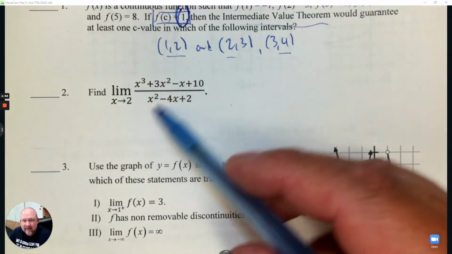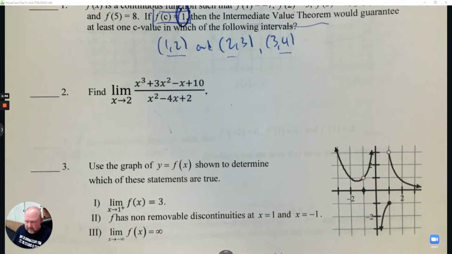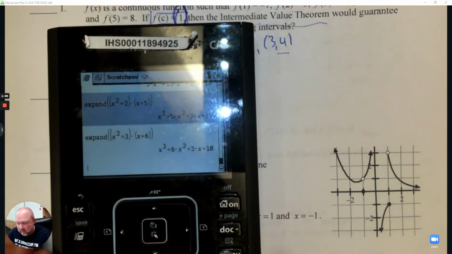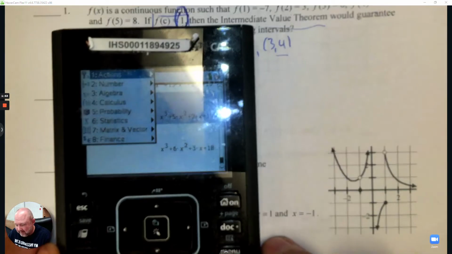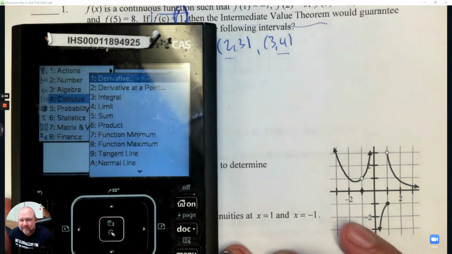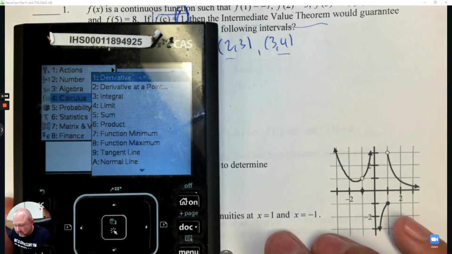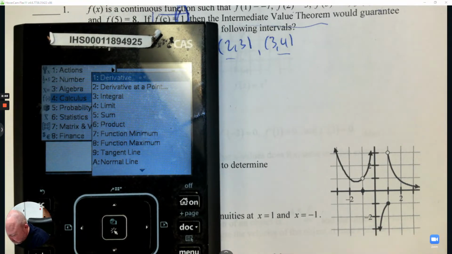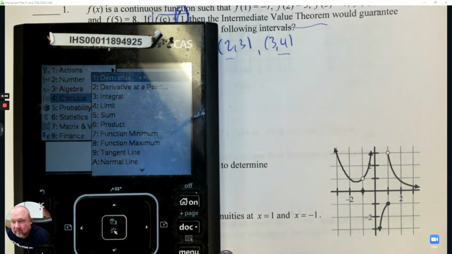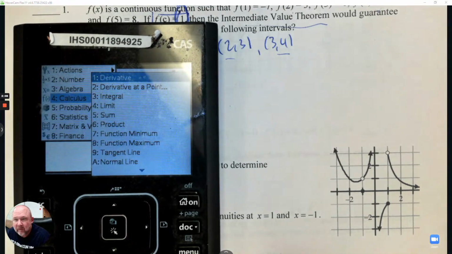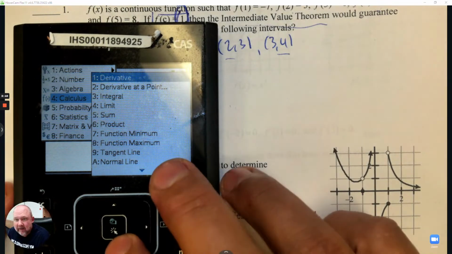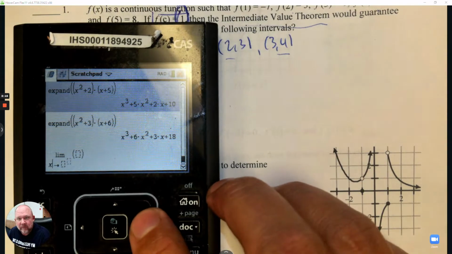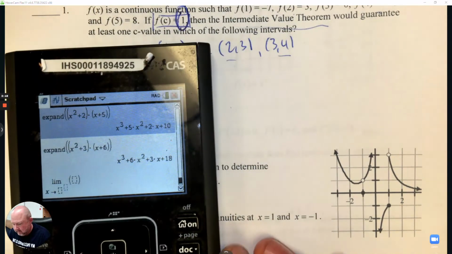Number 2. Find a limit using your calculator, because this is a calculator one. So what would you do if you had a calculator to find the limit? Let's do it together here. So I want you to go menu, calculus, limit. Make this a little brighter. There it is. All right, limit. And then the limit is what? As x approaches 2. And then just start typing.